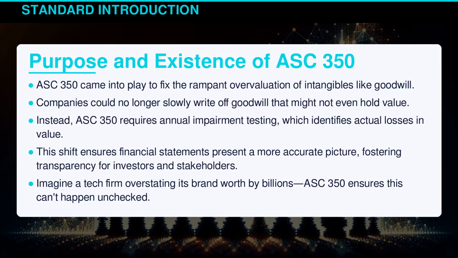ASC 350 came into play to fix the rampant overvaluation of intangibles like goodwill. Companies could no longer slowly write off goodwill that might not even hold value. Instead, ASC 350 requires annual impairment testing, which identifies actual losses in value. This shift ensures financial statements present a more accurate picture, fostering transparency for investors and stakeholders. Imagine a tech firm overstating its brand worth by billions. ASC 350 ensures this can't happen unchecked.